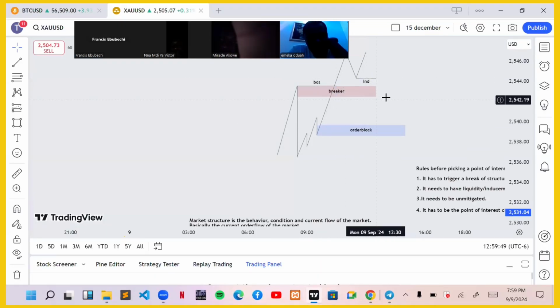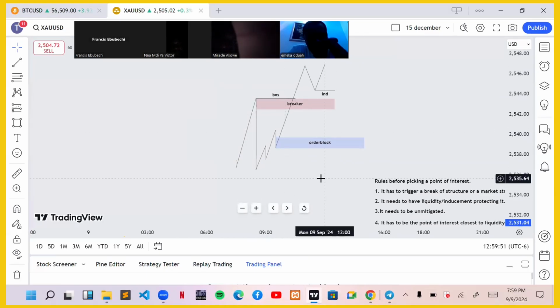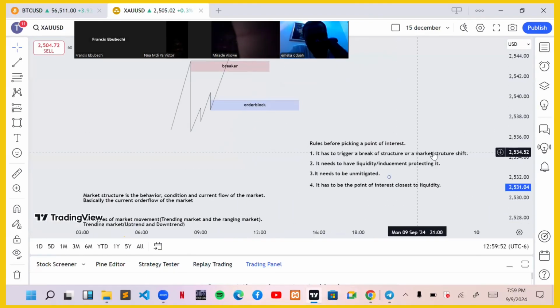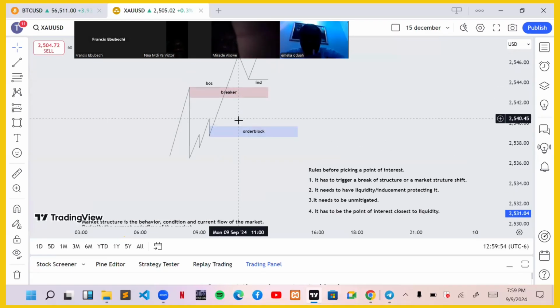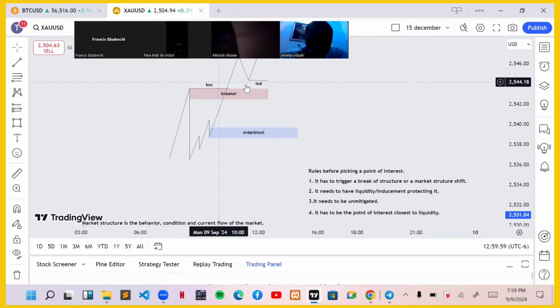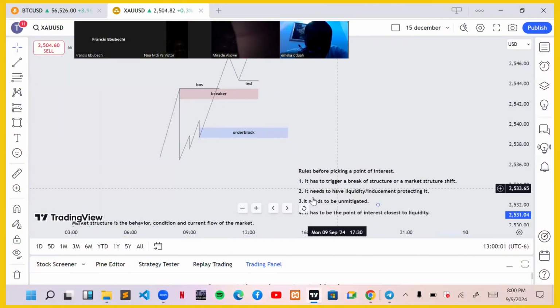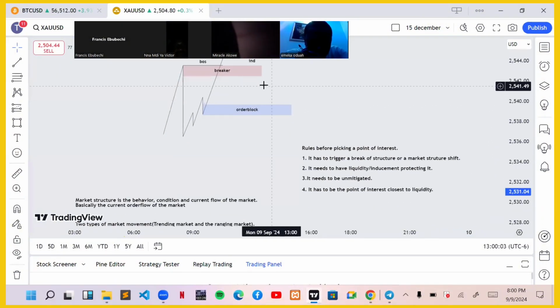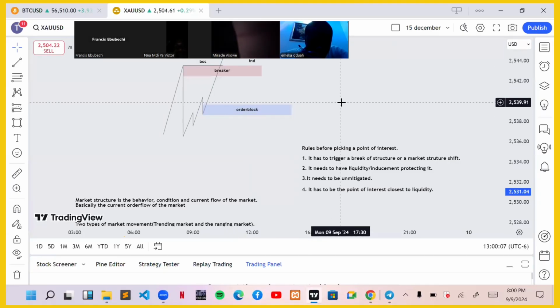If you pay attention to the first pullback that the market made, it did not mitigate this breaker. And so now what does the rule say? It has to trigger a break of structure or a market structure shift. It did. It triggered a break of structure. The second rule says it needs to have liquidity or inducement protecting it. It has inducement protecting it. The third one says it needs to be unmitigated. This breaker is unmitigated. The order block is also unmitigated.